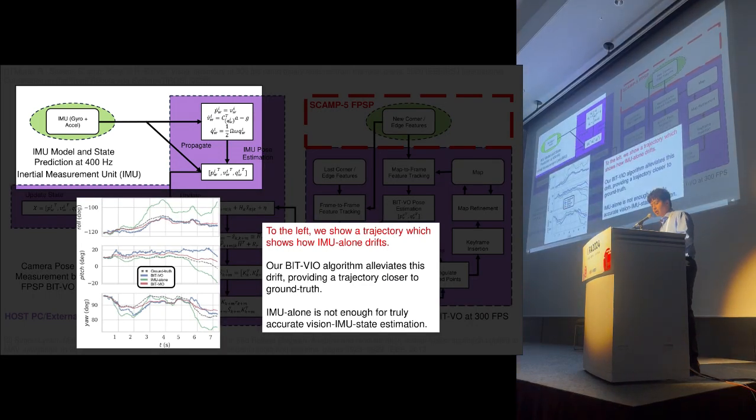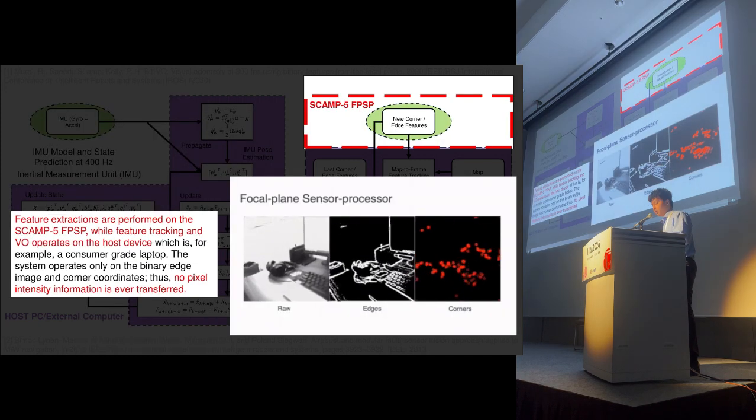And you can see here with our IMU model, to the left, we show a trajectory, where it is known that the IMU alone drifts, and it is shown here in green. Our BIT-VIO algorithm here in red is closer to ground truth and alleviates this drift. We know that the IMU alone is not truly accurate for vision IMU state estimation, and that's why we use both.